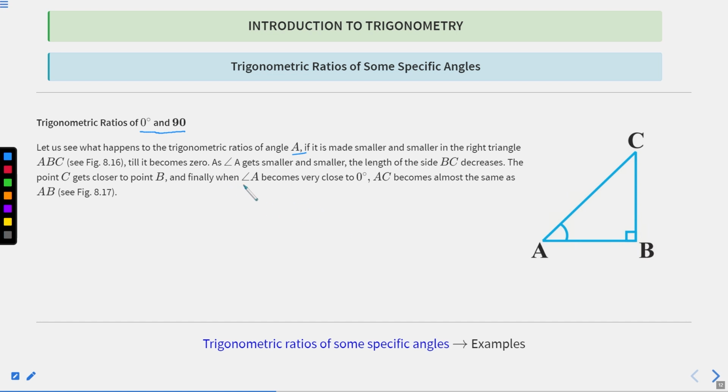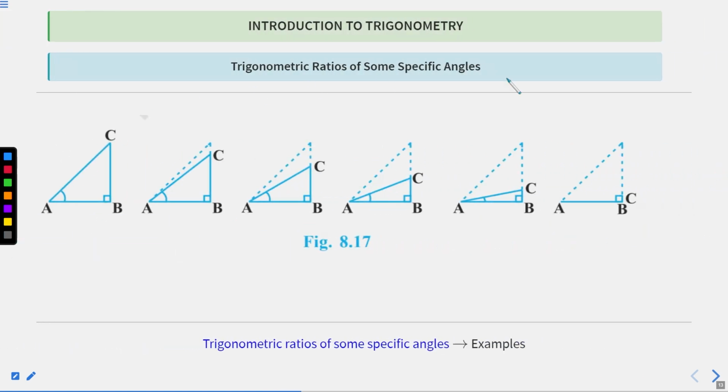Finally, when angle A becomes very close to 0 degree, then AC becomes almost the same as AB. So in that case AC will be almost equal to AB. Here you can see in this figure, when you decrease the angle towards 0, the side AC will be almost equal to AB, and the point C will coincide with the point B.